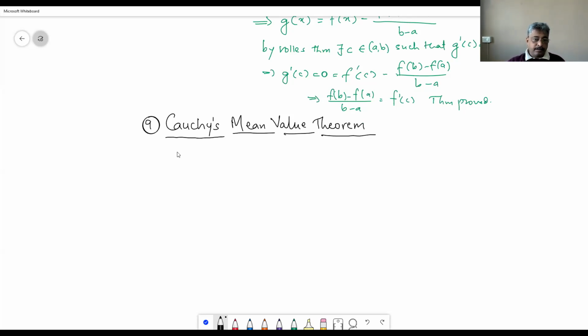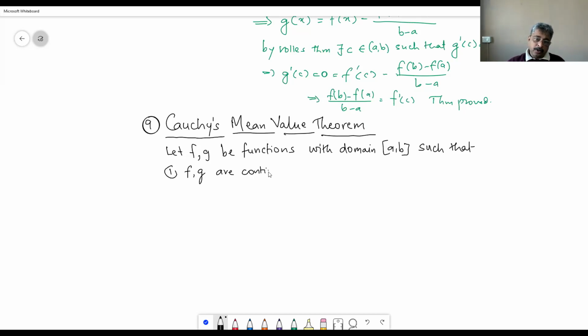Cauchy's mean value theorem, this is number 9. Let f, g with domain such that 1. f, g are continuous over a, b. 2.